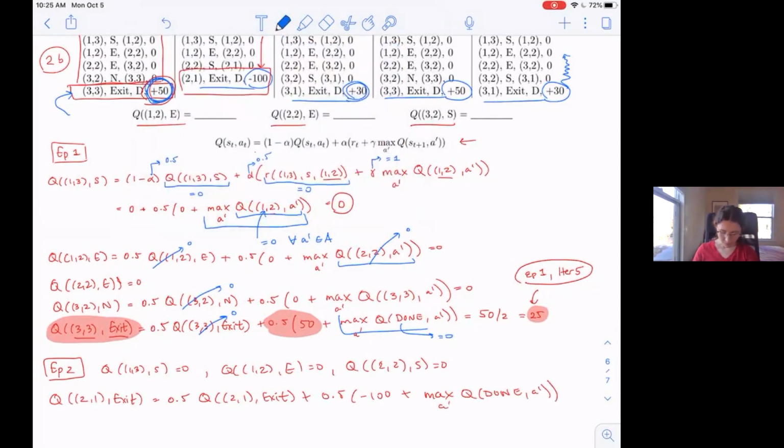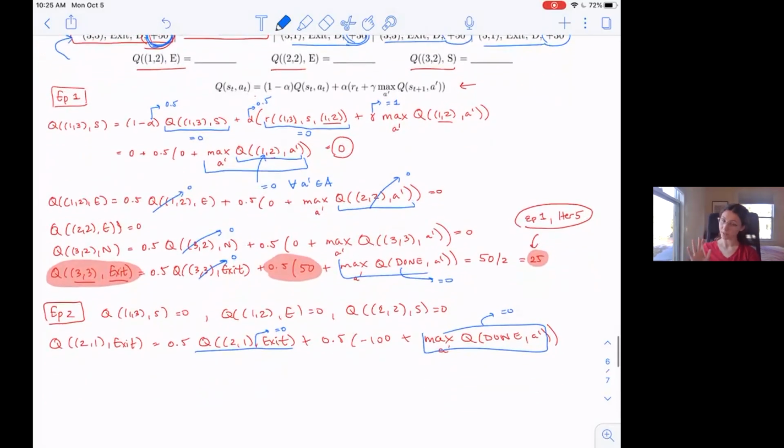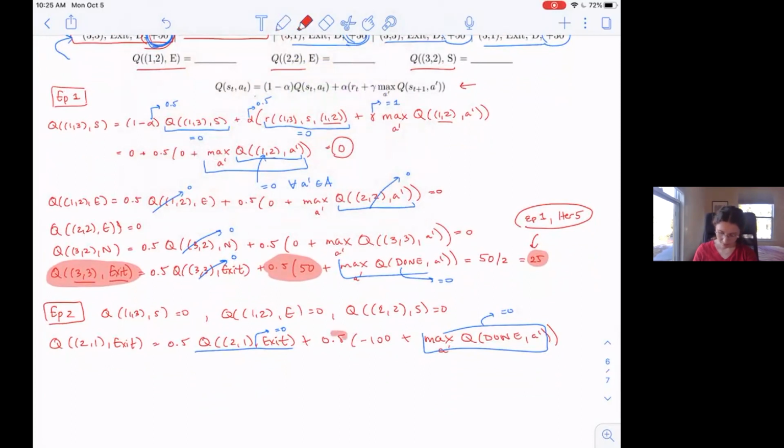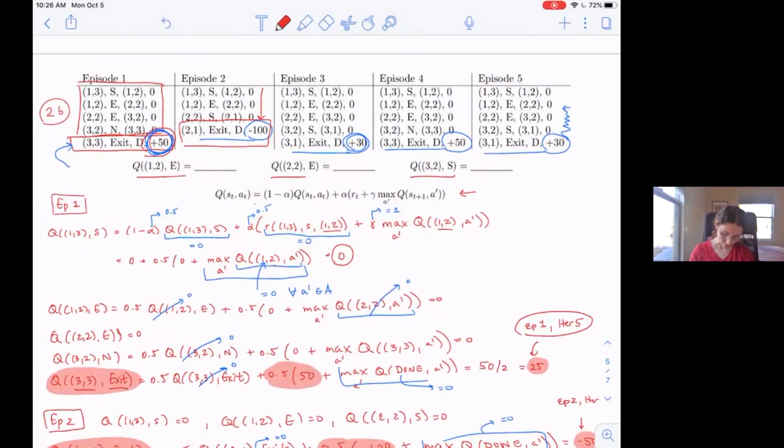All right, so Q of 2,1 exit, we've never updated before, so this equals 0. And when we're in the done state, we can never do better than getting a value of 0. Doesn't matter though, we're still getting some interesting non-zero value here because we're seeing 0.5 times minus 100. And so again, we're seeing an interesting non-zero update for the Q value at state 2,1 after taking the action exit. And so this is going to be minus 50 here. And this occurred in episode 2, iteration 4.